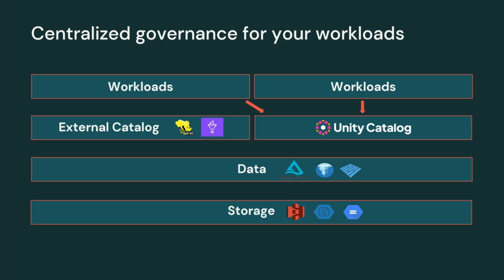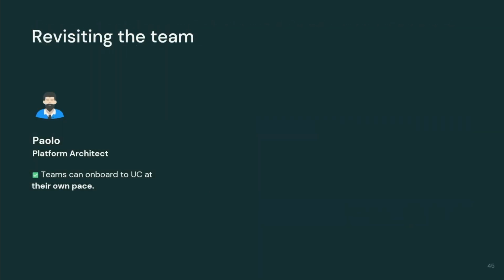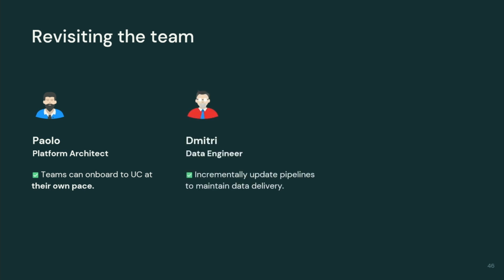You could maybe never convert your tables, but at the end of the day, we will continue synchronizing it for you between Glue and Unity Catalog. And so that's really exciting for Paolo because that gives him a lot more flexibility with teams that are moving at different paces. When we talk to Dimitri, our data engineer, he's also pretty excited because he can incrementally update pipelines to maintain a delivery date.